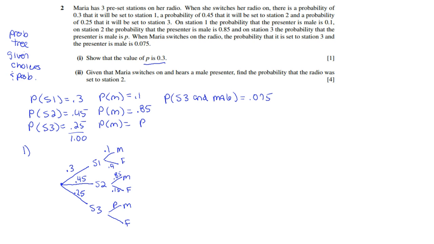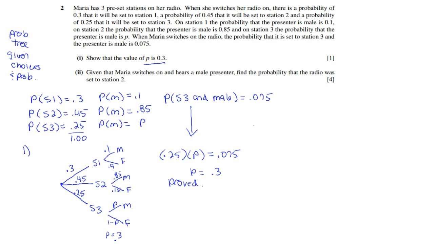And once we've got that, we've got to take a look at the information they gave us, and we're looking at station 3 and male. Now they're telling us that if it's station 3 and male, we know the probability. So that's 0.25 times p, and we know that's going to equal 0.075. Well, all we've got to do is divide both sides by 0.25, and we're going to find out that p is 0.3, which they told us, and we proved it.